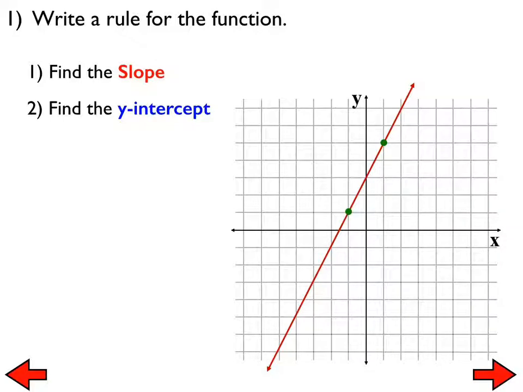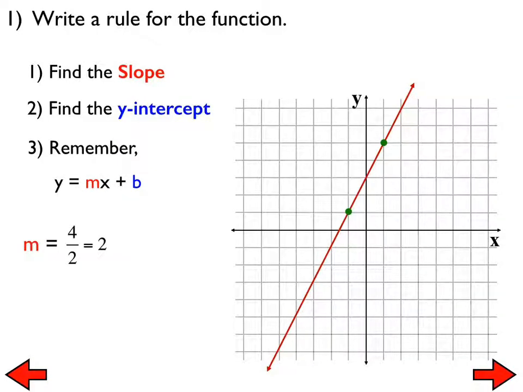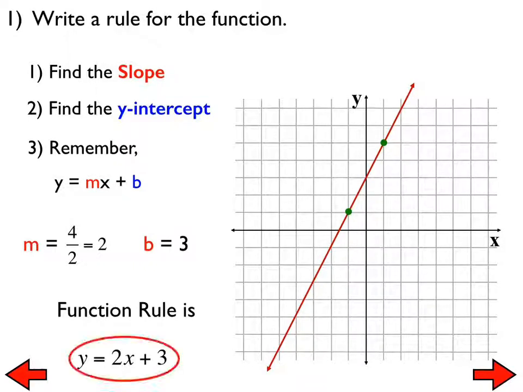The function rule is y equals 2x. Yeah, we can't forget the y equals part. Plus, we have to write the equation of that line because they represent the same situation or the same thing. Slope is 2, y-intercept is 3, so the function rule is y equals 2x plus 3.